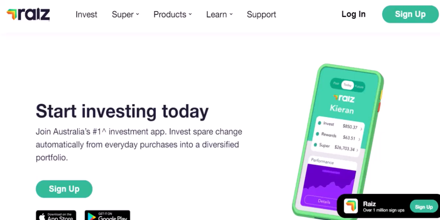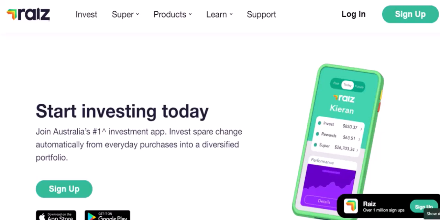Ever felt like your spare change could be doing more than just gathering dust in your wallet or sitting idly in a bank account? What if there was a way to effortlessly put those small amounts to work, gradually building towards your financial goals without even really noticing? That's the exciting premise behind microinvesting, and platforms like Raiz have made it incredibly accessible.